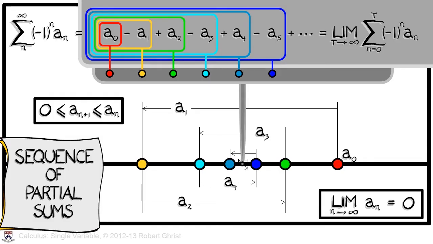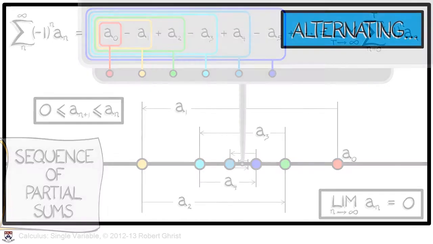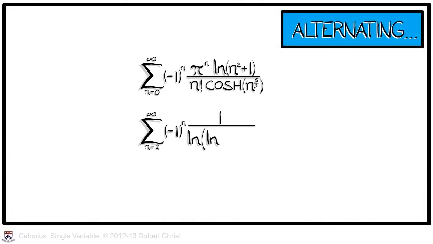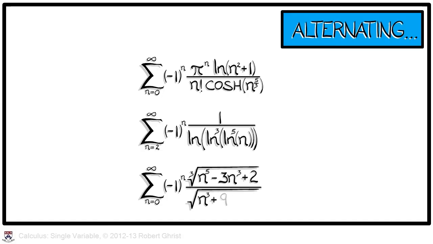If the limit of the a sub n's is 0, then our jump size decreases to 0 and our series converges. If the limit of the a sub n's is non-zero, then we oscillate back and forth by that limiting jump amount. As per the nth term test, the series does not converge. Let's see how this test works in the context of the three series with which we began our lecture.